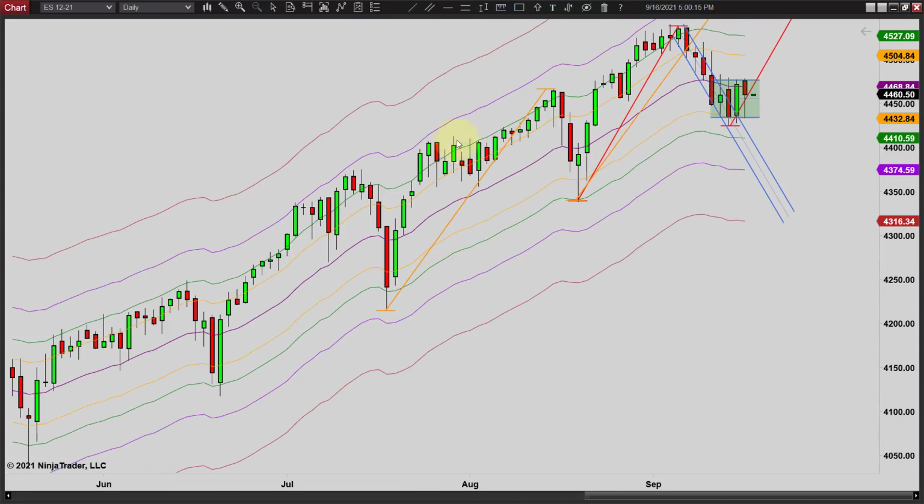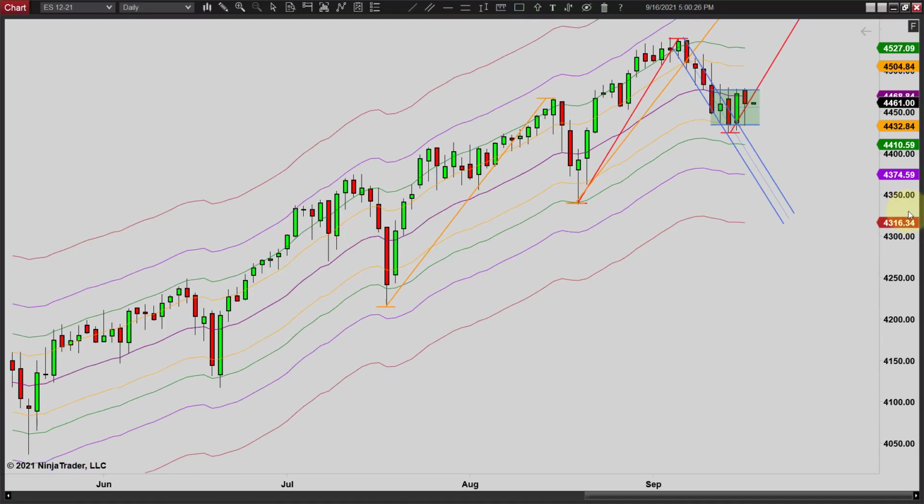The overall bias is still up. Trust me, there's nothing here yet that says this uptrend's over. It could be ending, but there's nothing that says that it's over here yet.